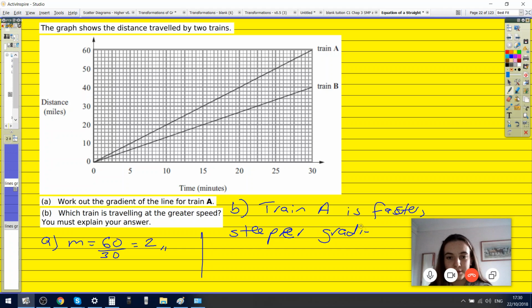What is distance divided by time? What does that give you? Speed. Yeah, and so the gradient of a line in this case is speed. And also it's a real life graph, so it's starting from 0, 0. So you can just do 60 divided by 30, because 60 take away 0, 30 take away 0.